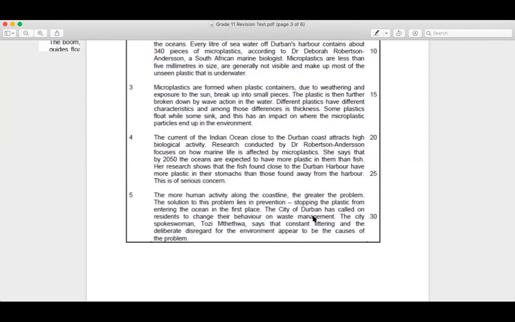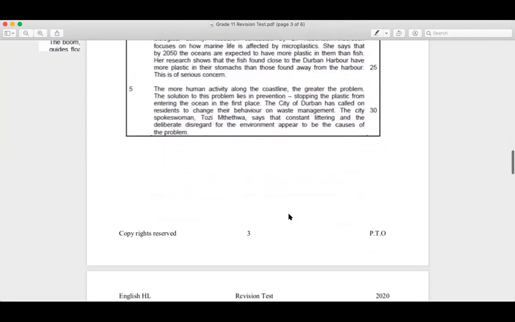She says that by 2050, the oceans are expected to have more plastic in them than fish. Her research shows that the fish found close to the Durban harbour have more plastic in their stomachs than those found away from the harbour. This is of serious concern. The more human activity along the coastline, the greater the problem.